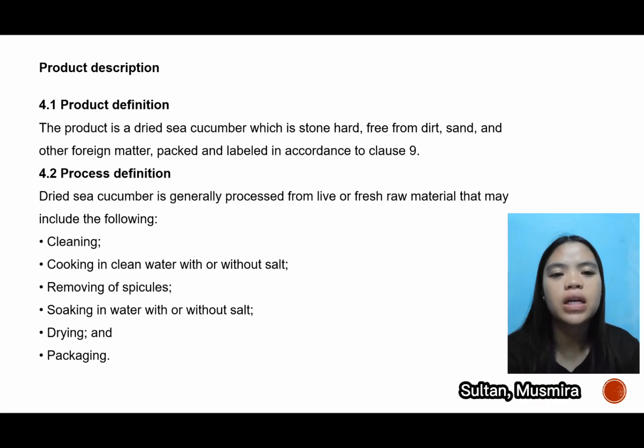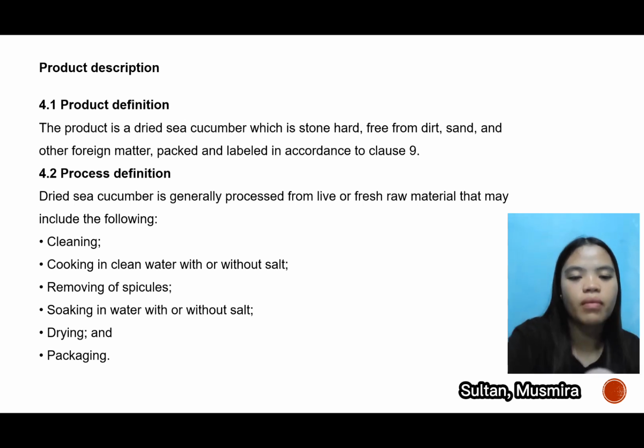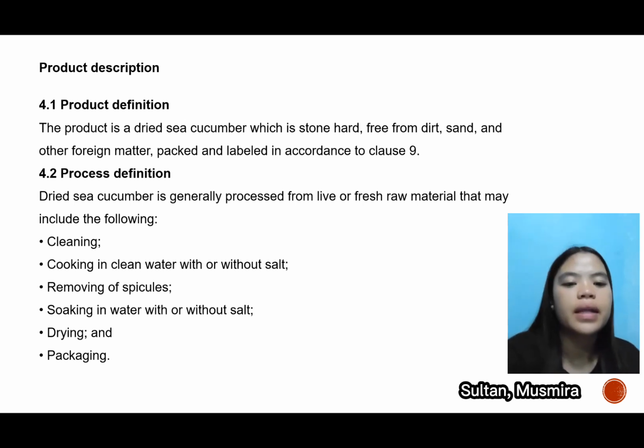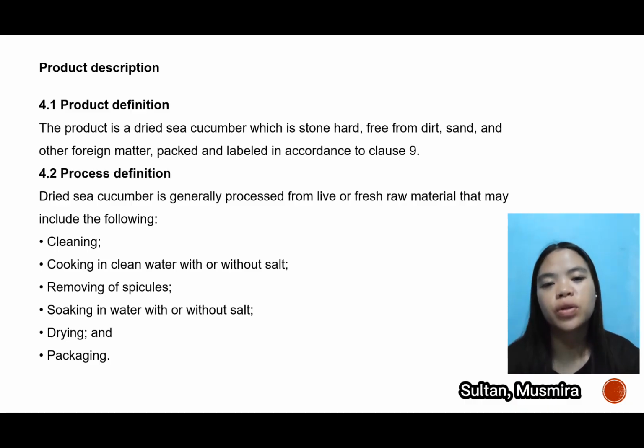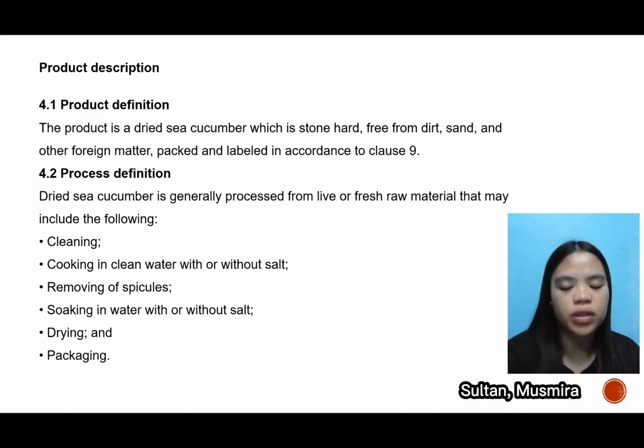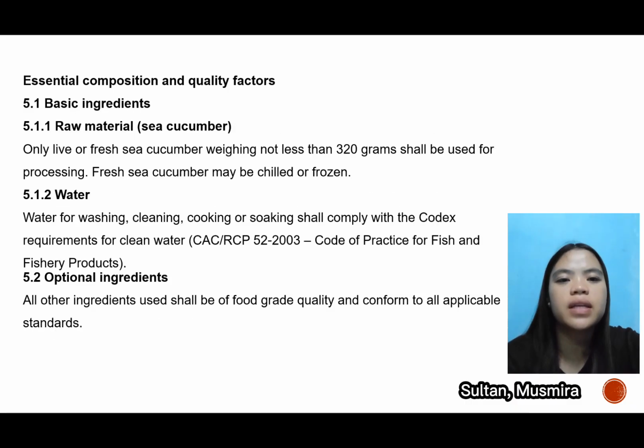Next is the soaking in the water with or without salt, and then drying and packaging. Next is the essential composition and quality factor. The basic ingredients, the raw material. Only live or fresh sea cucumber weighing not less than 320 grams shall be used for processing.